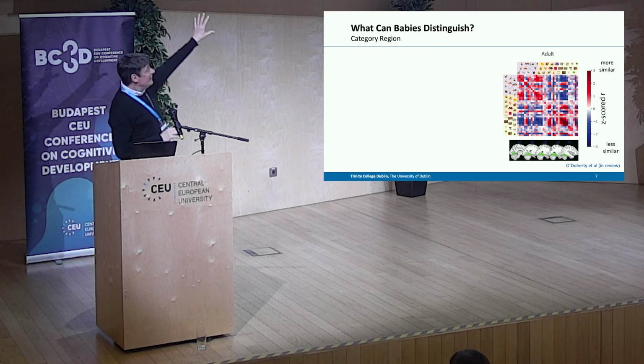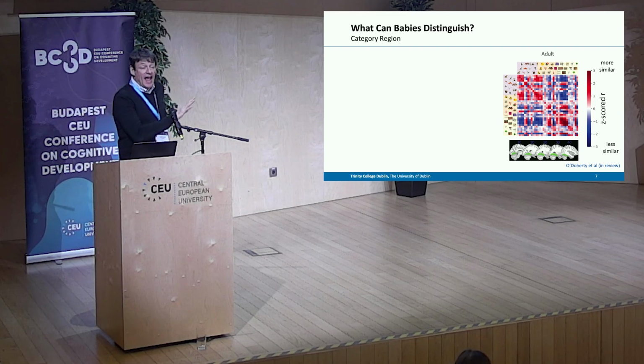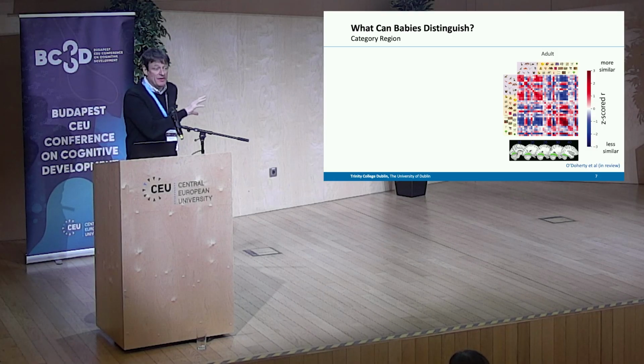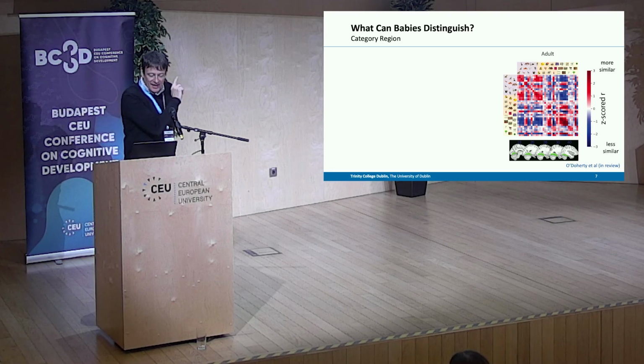Second thing, you can see this big sort of red blocky structure here. So that's telling us that animate things, in general, have more similar patterns of activity to other animate things, and inanimate things have more similar patterns of activity to inanimate things. One exception for that, the eagle-eyed of you may notice: rubber ducks, adults saw them like animate things.